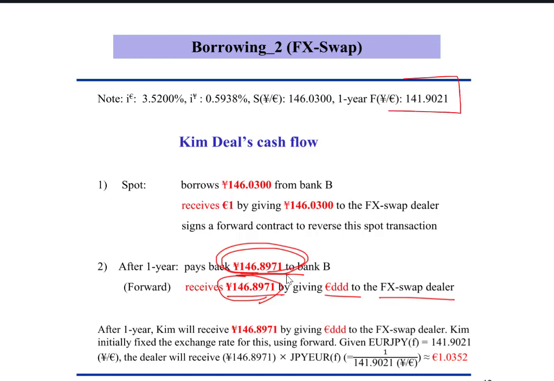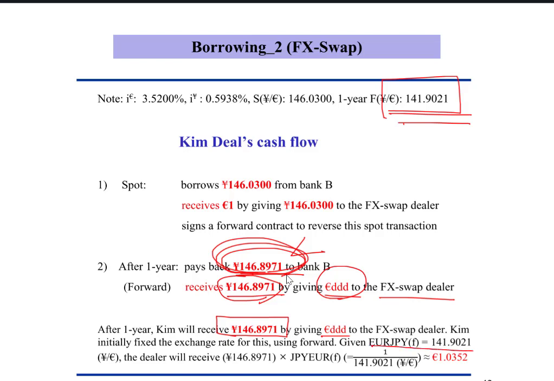Now the forward price is given like this. We just need to compute the equivalent value of this yen amount using this forward price. So in other words, we need to compute the equivalent euro amount to this one using the forward price. So after 1 year, Kim Deal will receive this amount of yen from the FX swap dealer, and Kim Deal is going to pay DDD euro.